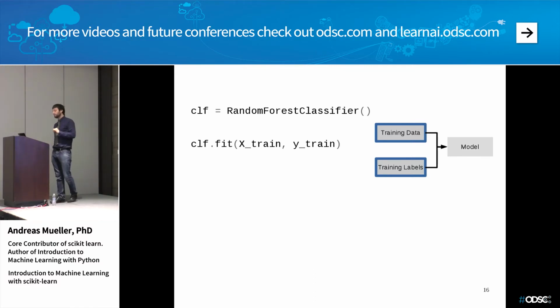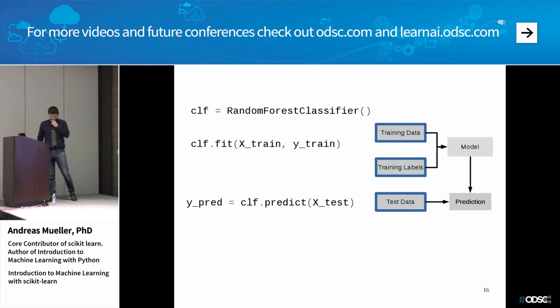Then we can call clf.fit. This will build the random forest model. The parameters to fit are always the data and the labels. So I give it X_train and y_train. This will build the actual model and store it in the clf object. Then I can use the clf object and make predictions on new data, X_test. Of course, this needs to be from the same data set. It needs to have the same number of features with the same semantics and so on. And so y_pred now would be, for classification, the classes that the model assigns to the rows of X_test.